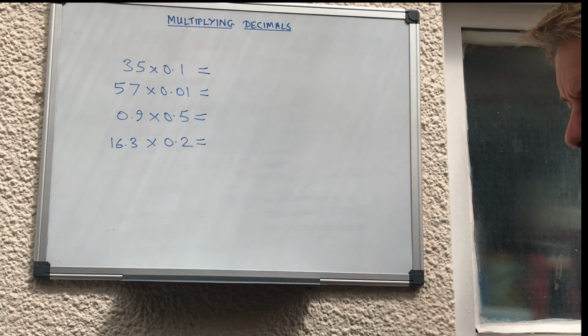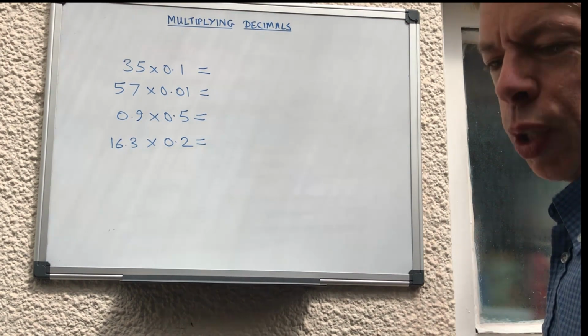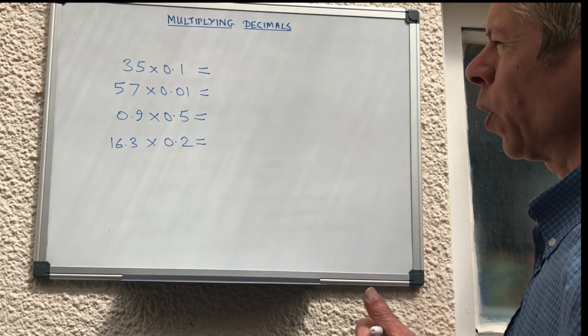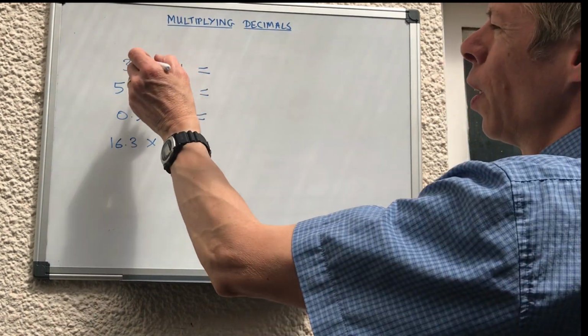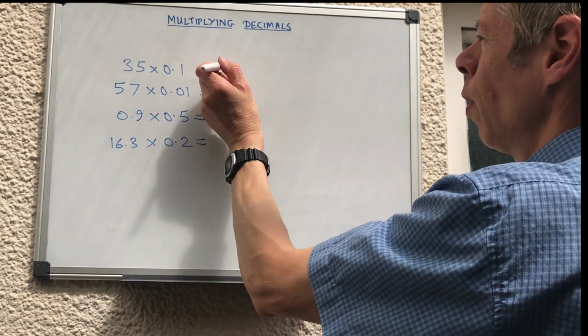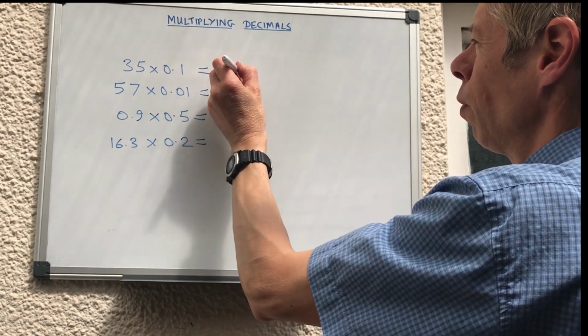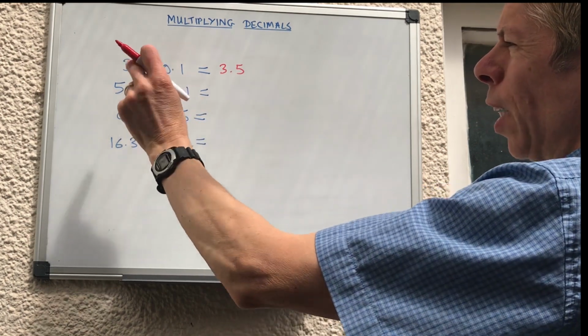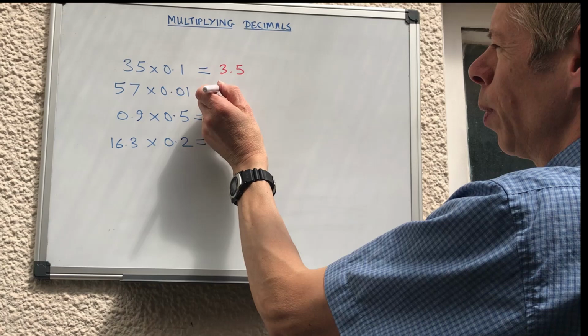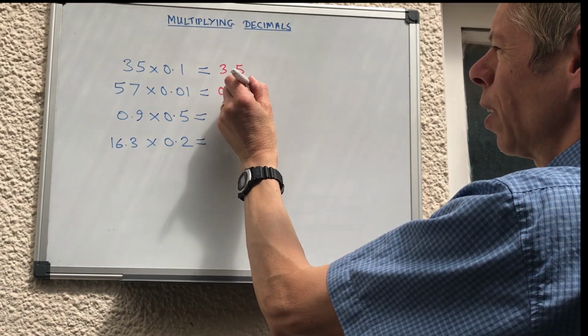Right, hopefully you've had time to work those out, or you've paused the video and then you're going to turn it back on. You've turned it back on because you're ready to go. So 35 times 1 obviously is 35, but there's a 0 point in there, so that's 3.5, or divide that by 10. Right, now we're dividing by 100 because there were 2 decimal places, so that would be 0.57.